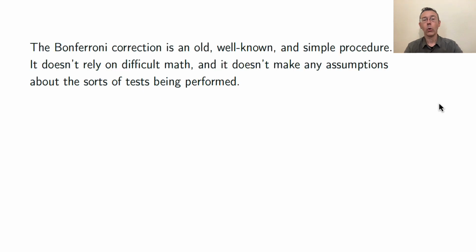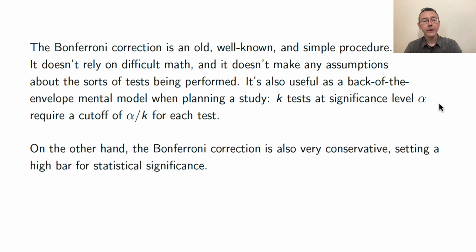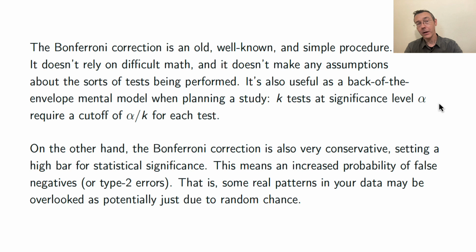The Bonferroni correction is old, it's well known, it's simple. People that deal with data will have heard of it. It doesn't rely on difficult math. And again, it doesn't make any assumptions about the sorts of tests being performed. It's also useful just for sort of a back-of-the-envelope mental model when you're planning a study or planning an analysis. If you have k tests at significance level alpha, the cutoff you're looking for each test is alpha over k. On the other hand, the Bonferroni correction is very conservative, and it sets a high bar for statistical significance. That means you're going to have higher probabilities of false negatives, or type 2 errors.